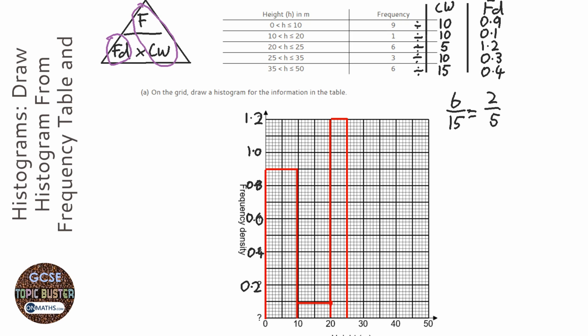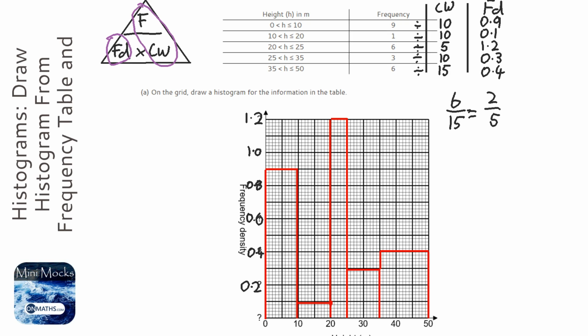Okay, next one, 25 to 35 is 0.3. So that would be there. And last one is 35 to 50 and 0.4. So we go up 1 and then we finish that off.